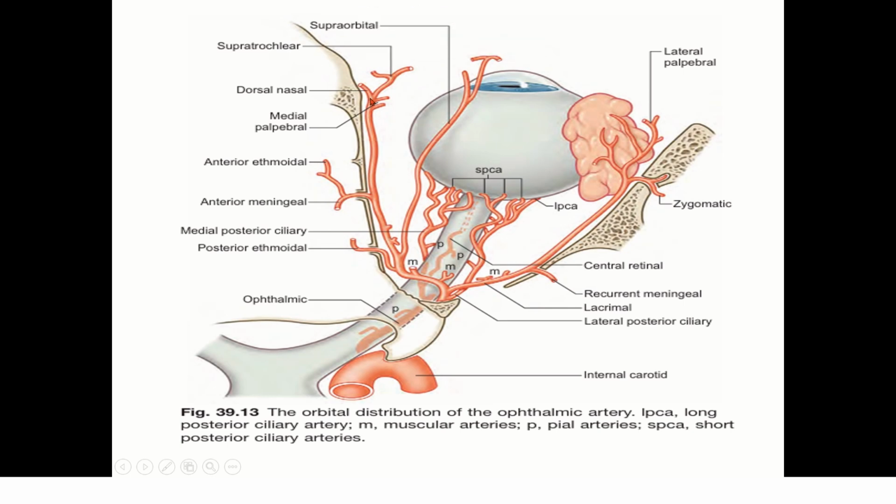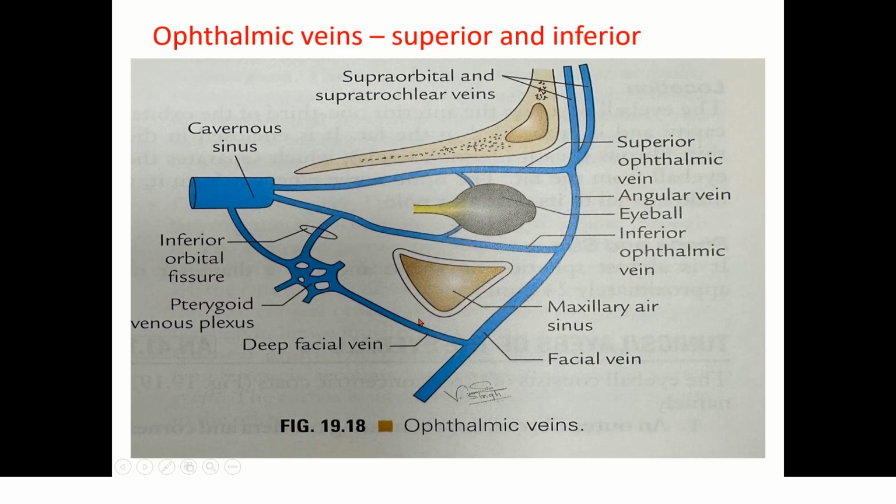And here you can see the terminal branches. This is the dorsal nasal branch and supratrochlear branch, and here you can see an additional branch, the supraorbital artery. The supratrochlear and supraorbital arteries supply the forehead and scalp. So this is the ophthalmic artery. The most important point to remember, which is having clinical significance, is the central retinal artery is the end artery. So any obstruction or damage to this artery will lead to complete blindness in the affected eye.